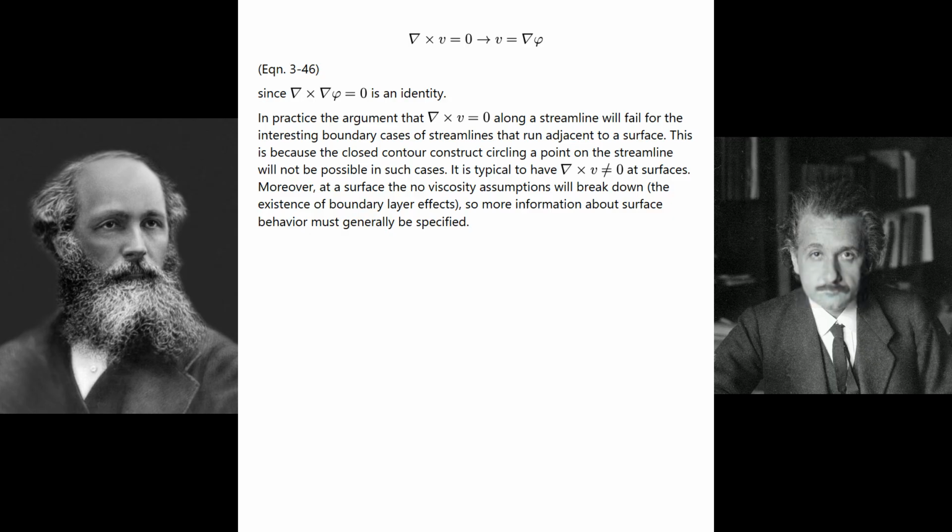In practice, the argument that gradient cross V equals 0 along a streamline will fail for the interesting boundary cases of streamlines that run adjacent to a surface. This is because the closed contour construct circling a point on the streamline will not be possible in such cases. It is typical to have gradient cross V not equal to 0 at surfaces. Moreover, at a surface the no viscosity assumption will break down with the existence of boundary layer effects, so more information about surface behavior must generally be specified.